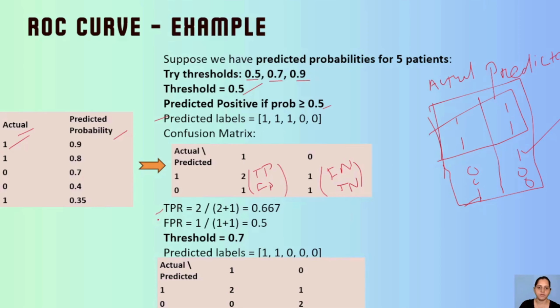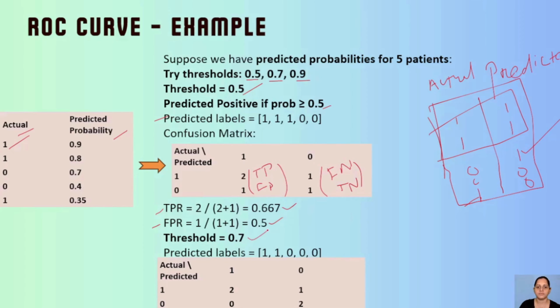So like that I am getting it, and I am calculating my true positive rate and false positive rate. How are you calculating? True positive rate is your true positive divided by true positive plus false positive, right? And false positive rate is false positive divided by false negative plus true negative. So this is how I am calculating my outputs. So once I am getting it, I am going to note it down.